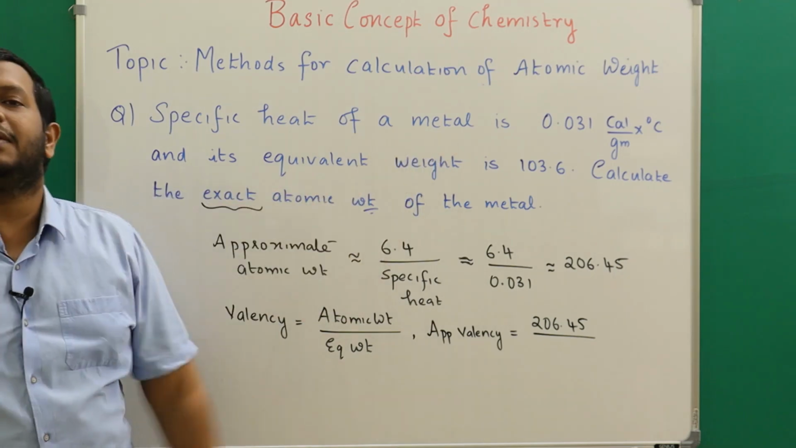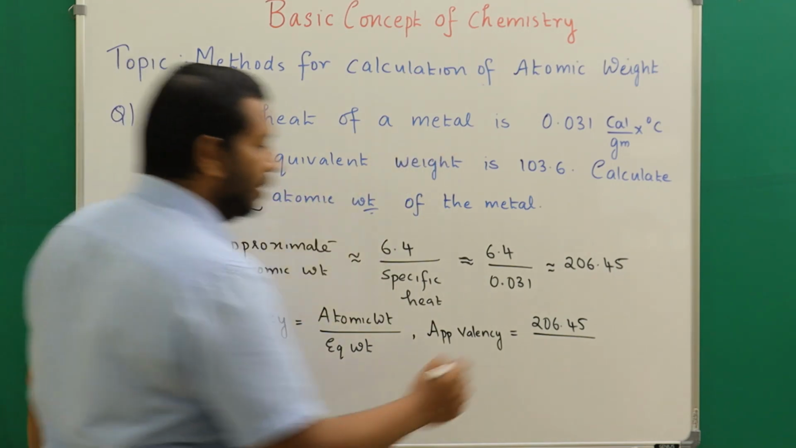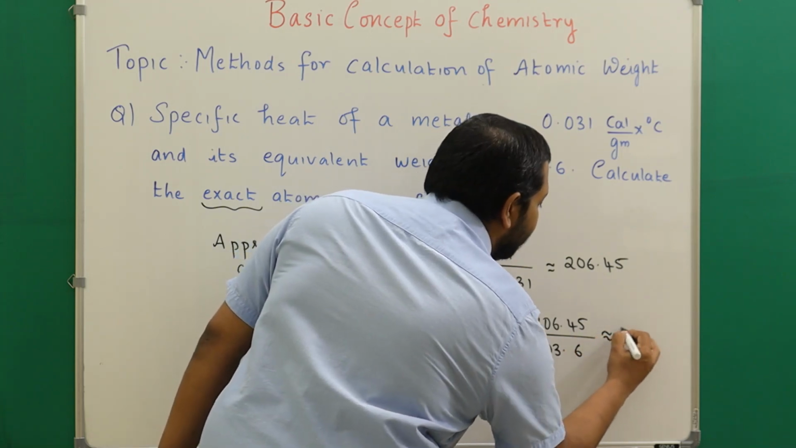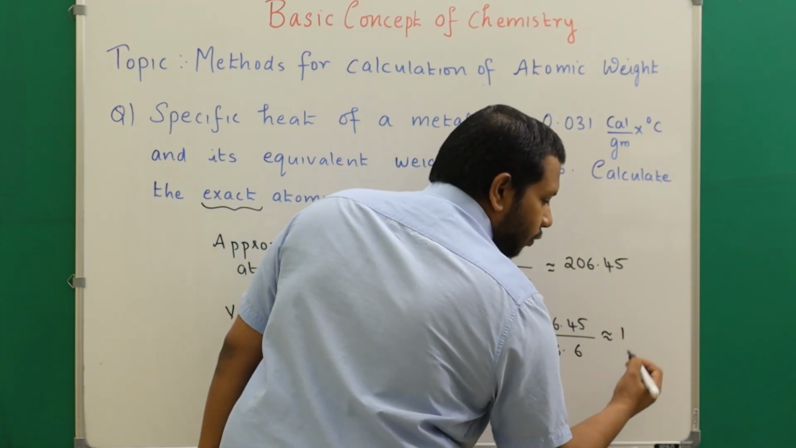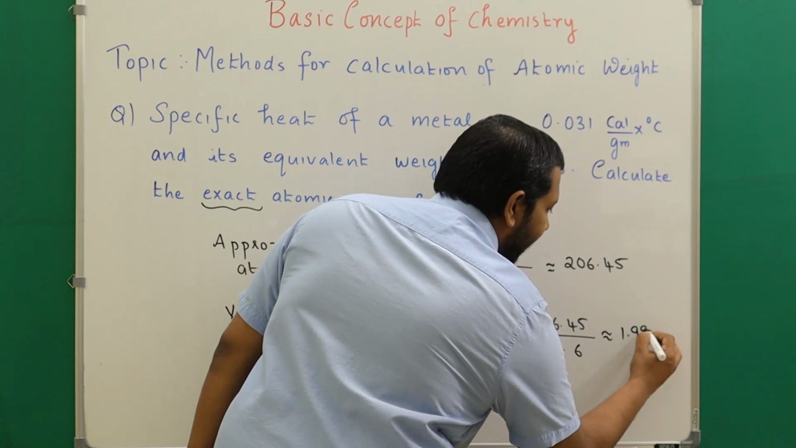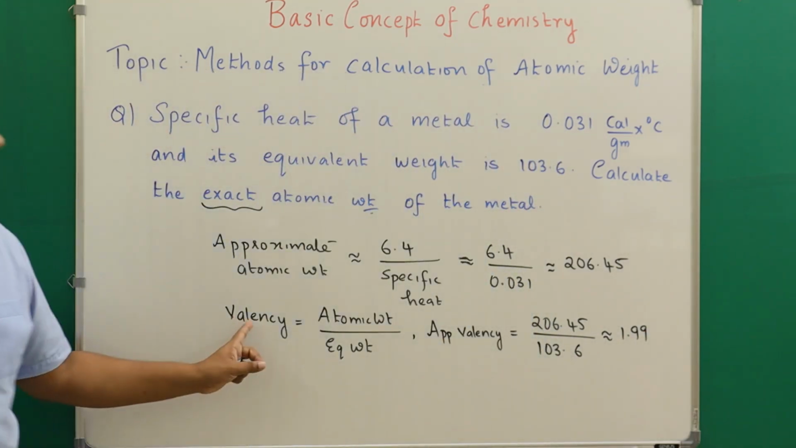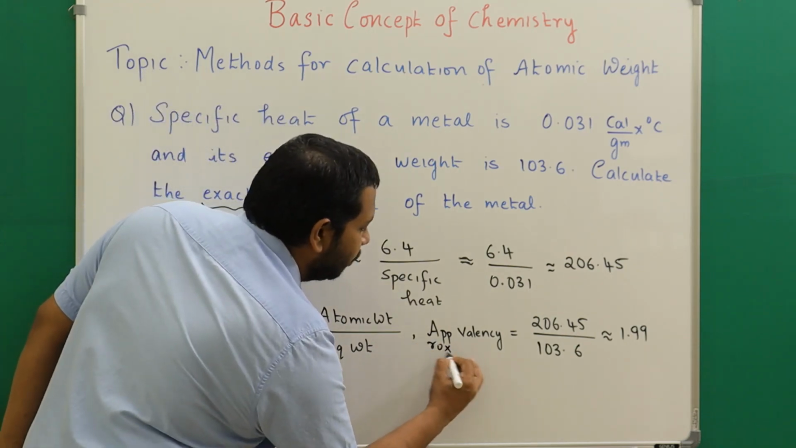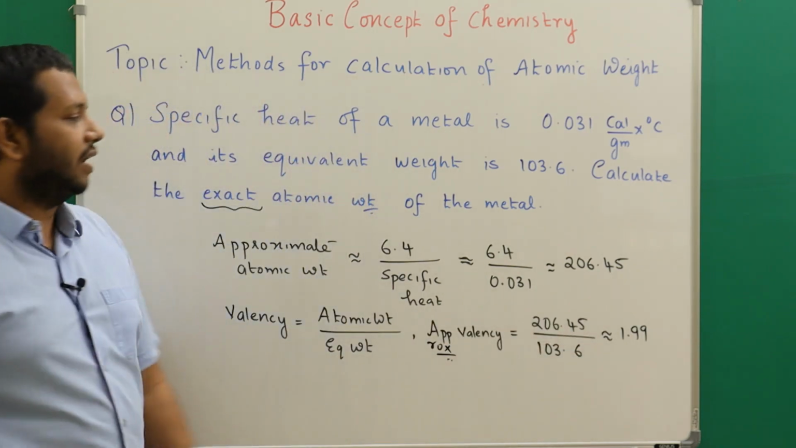Equivalent weight is clearly given as 103.6. So I will write there 103.6. If you do this, you will get an approximate value of 1.99. Please remember, again, this is approximate. It is approximate valency that you are getting.